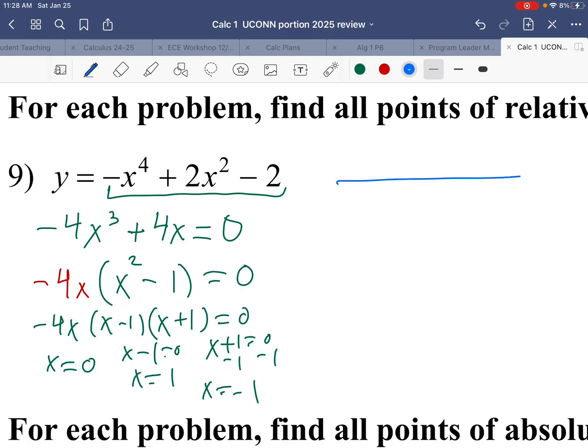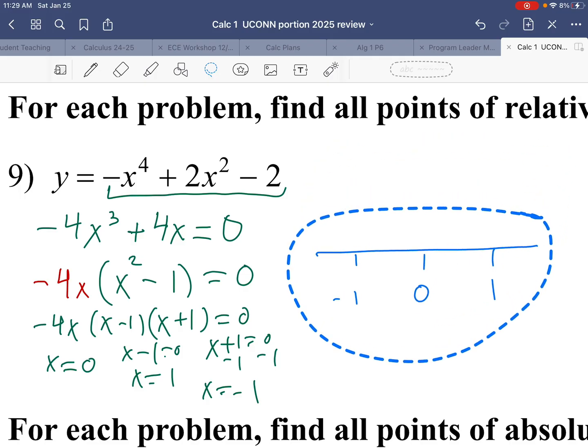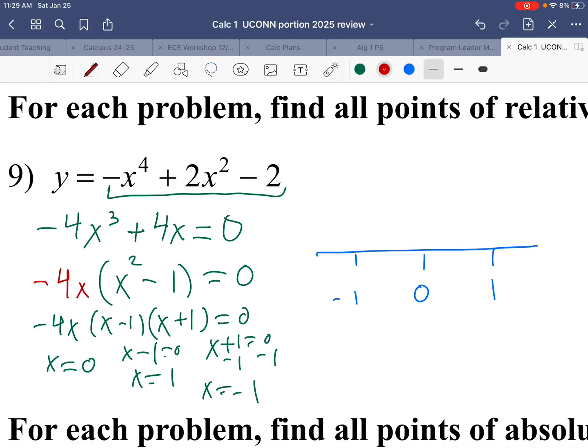So now I'm going to make my table here at the 3 values: negative 1, 0, positive 1. Actually, let me lower this a little bit. We're going to test out what happens at each of these values for our derivative. Again, I didn't label it, but our f prime of x, the derivative, or you could call it y prime, is negative 4x cubed plus 4x. I'm going to be evaluating it here, and I think it's easier to see what the sign is going to be when all of the factors are there.